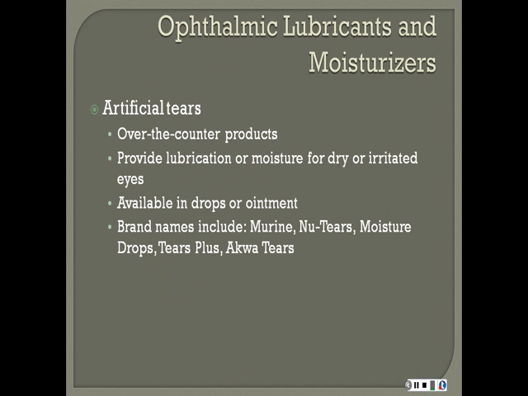As far as the lubricants and moisturizers, there are many of these products that are available over the counter. They provide lubrication or moisture for dry or irritated eyes. They're available in drops or ointments. Some of the brand names you'll see: Murine, New Tears, Moisture Drops, Tears Plus, Aqua Tears. There's just a plethora of them available over the counter.